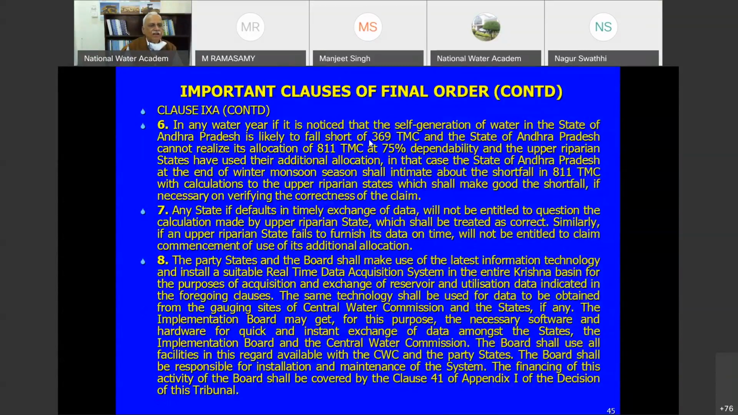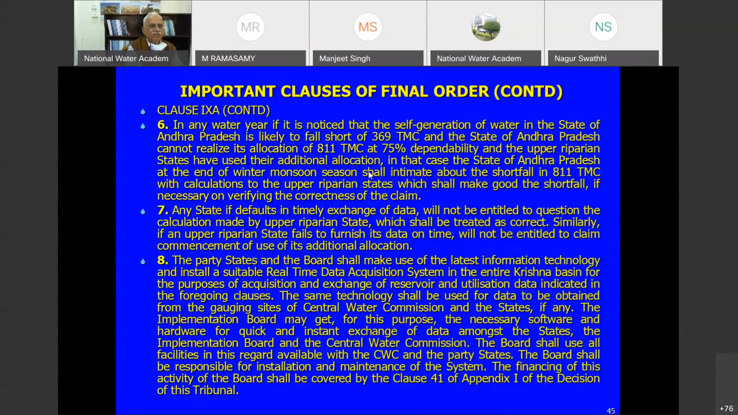In any water year, if it is known that the self-generation of water in the state of Andhra Pradesh is likely to fall short of 369 TMC and the state of Andhra Pradesh cannot realize its allocation of 811 TMC at 75% dependability, and the upper riparian states have used the additional allocation, in that case the state of Andhra Pradesh, at the end of the winter monsoon season, shall intimate the shortfall in 811 TMC with calculations to the upper riparian states, which shall make good the shortfall if necessary, on verifying the correctness of the claim.